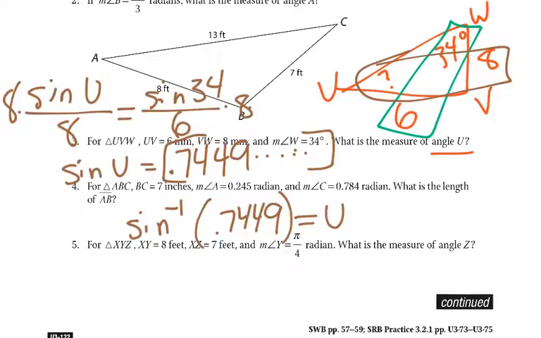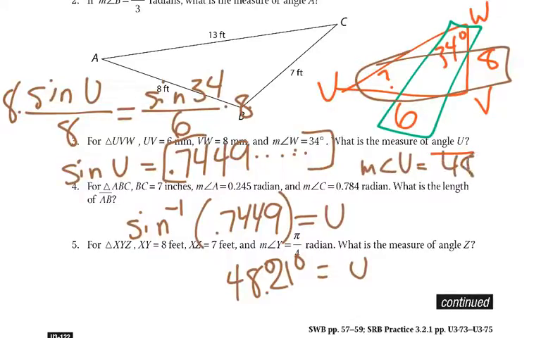And we get about 48.21 if we round degrees. So angle U, the measure of angle U, is 48.21 degrees. Now let's take a look at number 4.